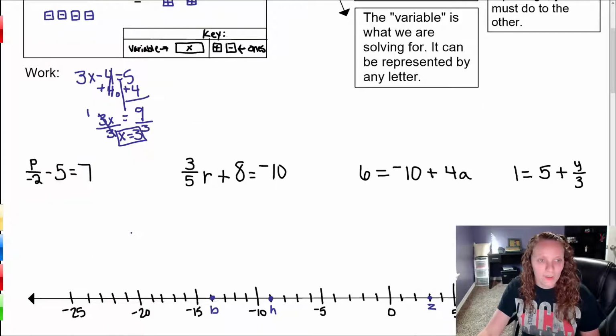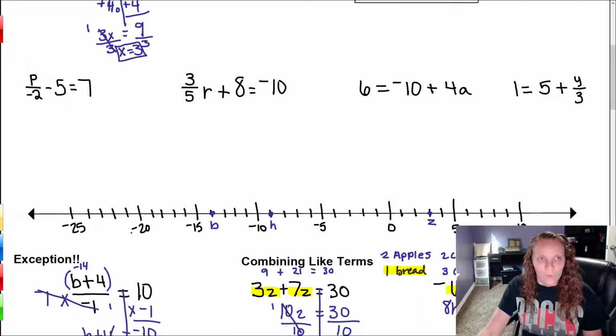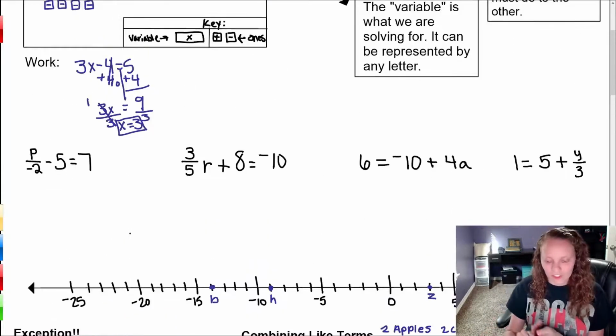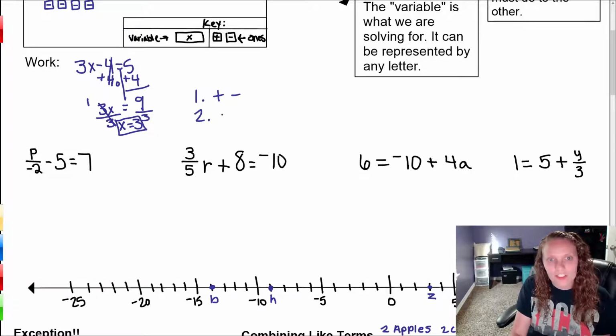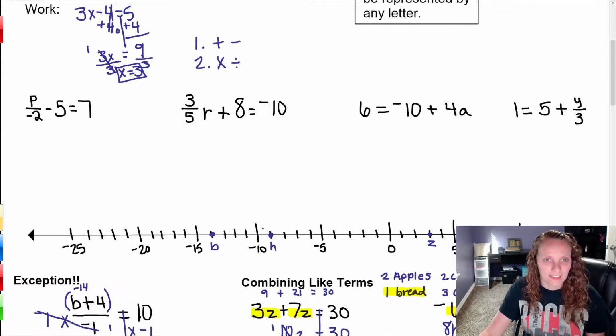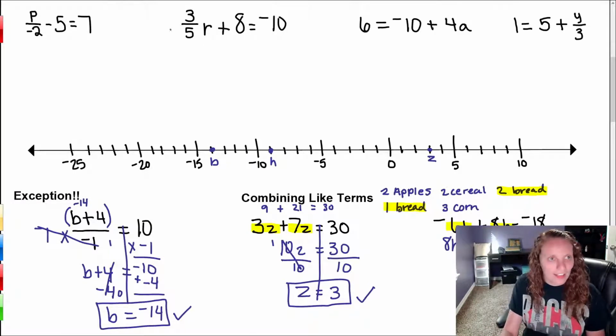Okay, let's try another one. When solving, the first thing that we are going to do is add or subtract. Remember, this is the opposite of PEMDAS. And then the second step I want us to do will be to either multiply or divide. Remember, whatever we see, we do the opposite of. Add or subtract first, multiply or divide second. I'm going to draw a line at the equal sign.